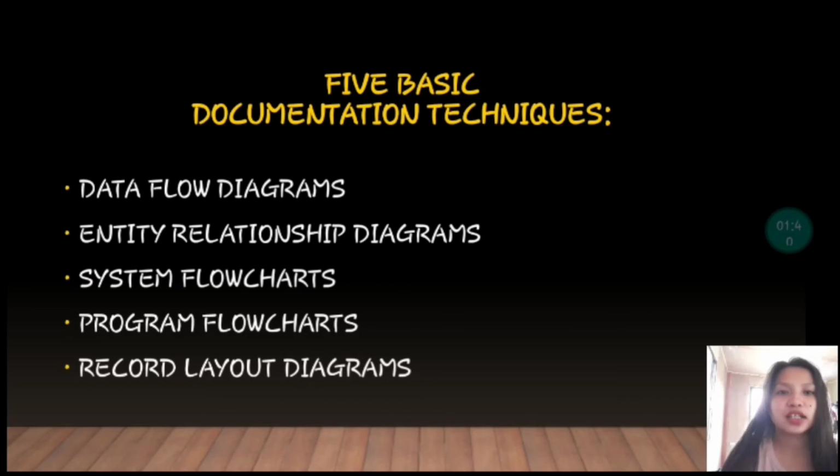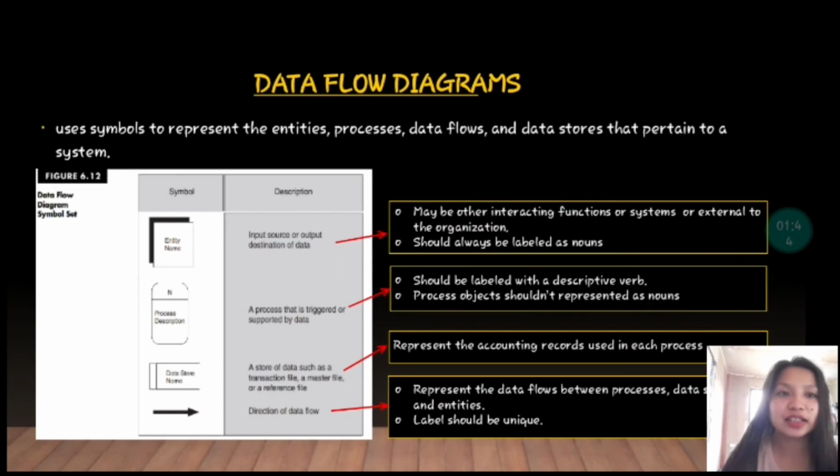So, to start, first, we have the data flow diagram. This diagram uses symbols to represent the entities, the processes, the data flows, and data stores pertaining to a system. As you can see below, there is figure 6.12.